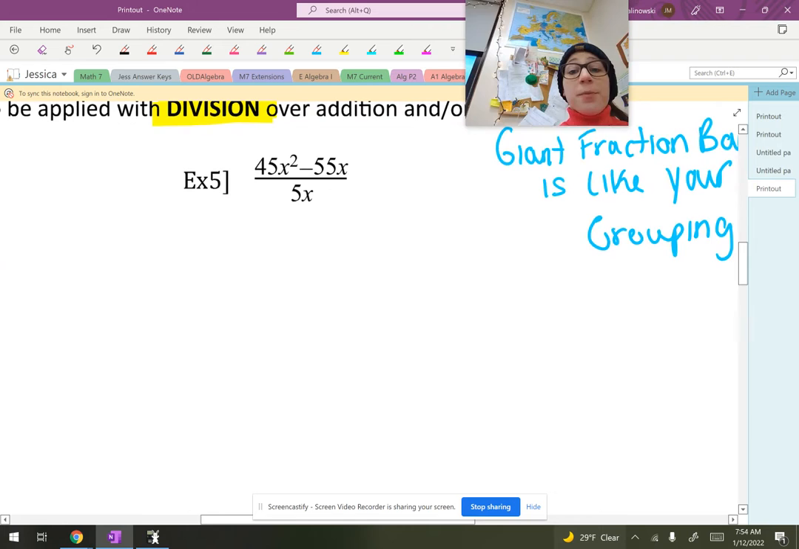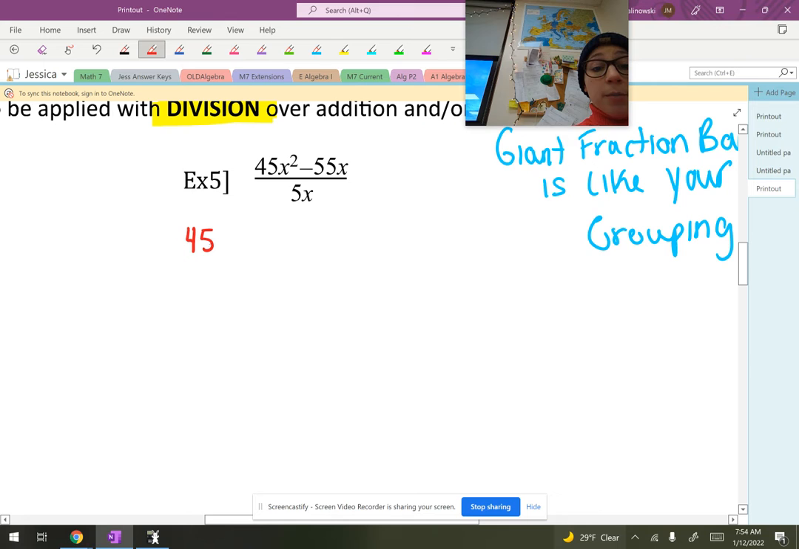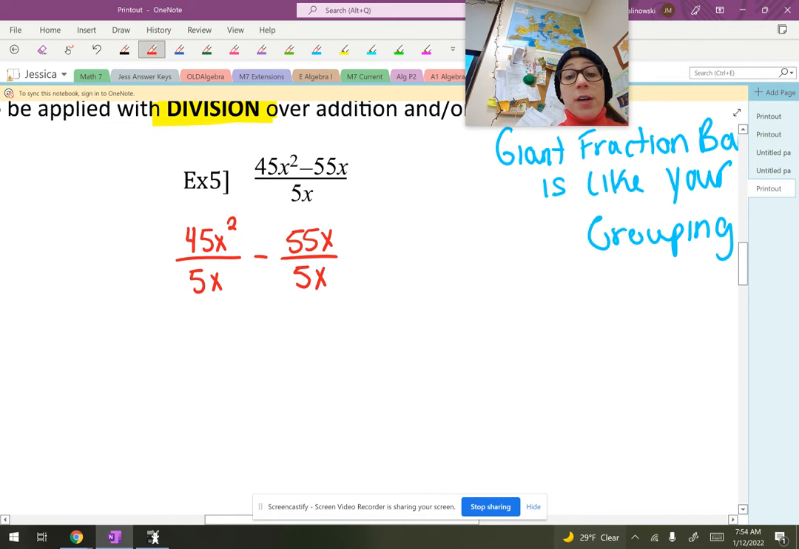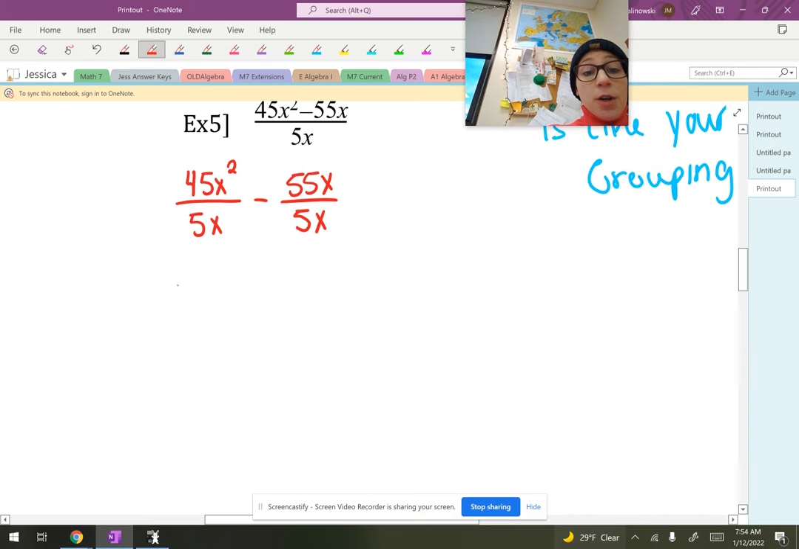Example 5 here. Same kind of thing. Both of those pieces are being divided by that 5x. So I'm going to break that up into 2 separate fractions, reminding myself that both the 45x squared and the 55x need to be divided by that 5x. You also might need to remember some exponent rules here. 45x squared on the top is really 45x times x divided by that 5x minus 55x over 5x.